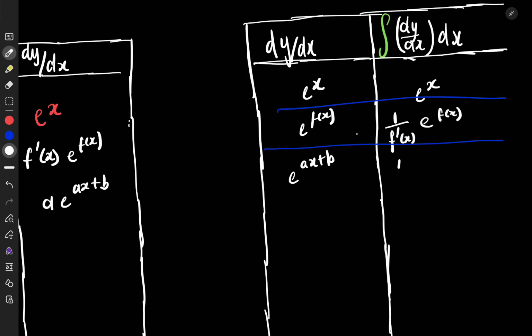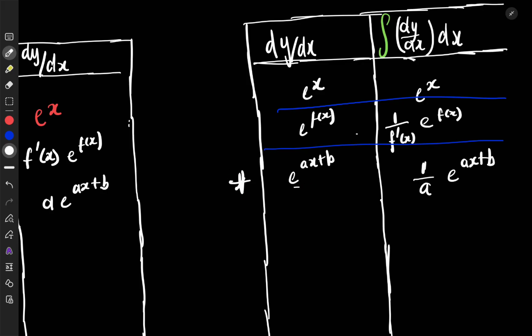I multiply by 1 over the derivative of the inside if you just want to do it the long way. Or we can say you bring it as it is, since it's e to the ax plus b, then you bring it as it is, and it would be 1 over a. That's because we divide by the derivative of the inside function, and the derivative of ax plus b is a. And that is what we divide by. So this is going to be the solution for that.